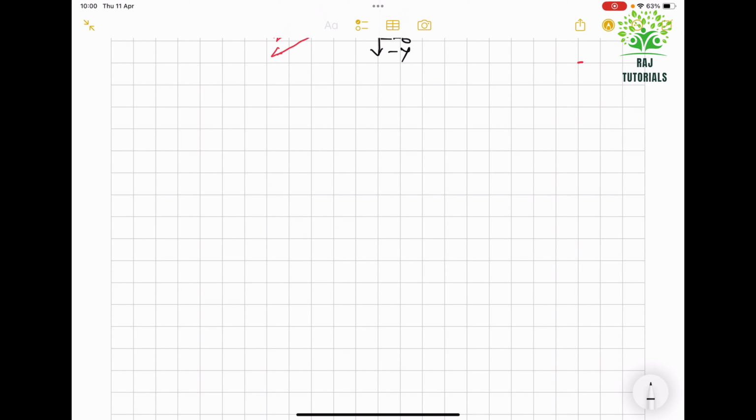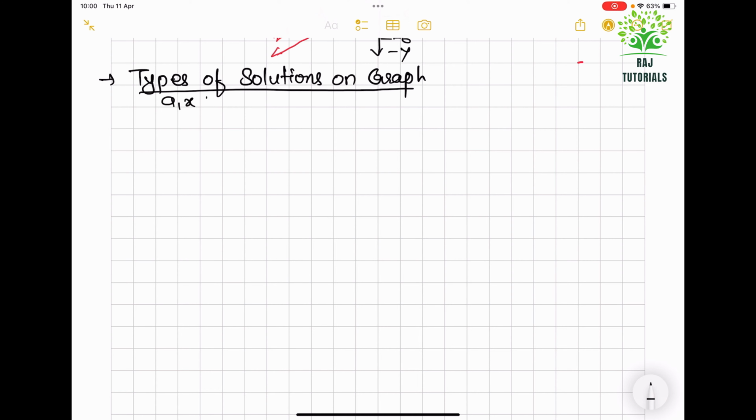Now the next, with the graph we will be doing one more point, that is types of solutions on graph. So basically there are three patterns for this. See, possible patterns. So let us first write the general form of the pair of linear equations, that is a1x plus b1y plus c1 equal to 0 and a2x plus b2y plus c2 equal to 0. Now here I will be using the coefficients and constants to find out which pattern it is.